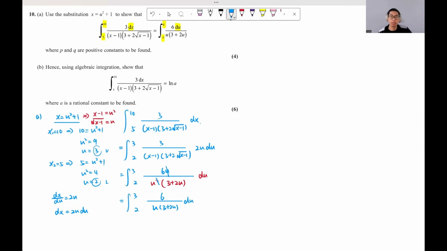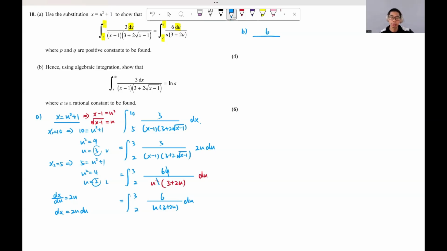Okay, and then part B. So part B, we need to actually integrate it. But for this one, which method should we use? Clearly it's a fraction, and in the denominator there are 2 factors. So it's definitely partial fractions. So we're going to do the partial fractions first.